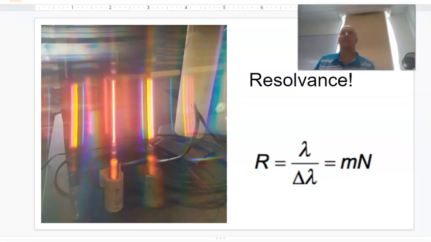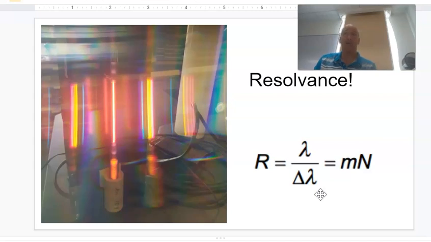And resolvance is not to be confused with what we were doing with the single slit when you had two stars and you were doing the Rayleigh criteria to decide if two objects can be resolved. Unfortunately, this has a similar name. This one, resolvance, has a different equation. As you can see here, it has a different equation. But it's really about something else.